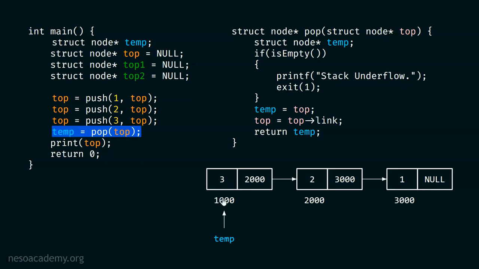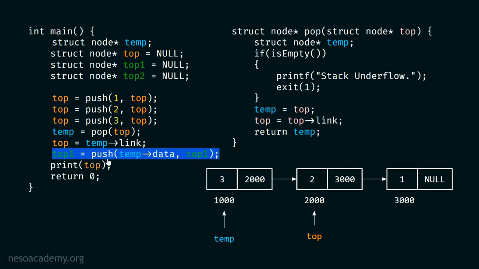Here this temp pointer will receive this address. After this we have to update our top pointer. Now we must assign temp link to top. What is temp link? Temp link is 2000. Therefore top is now updated by the address 2000. Now we can easily call the push function to push this element onto the temporary stack 1. That is what we are doing here. And definitely we must receive the address of the first node of the temporary stack 1, and this address must be saved inside top 1 pointer. Is that clear? I hope the idea is totally clear to you.